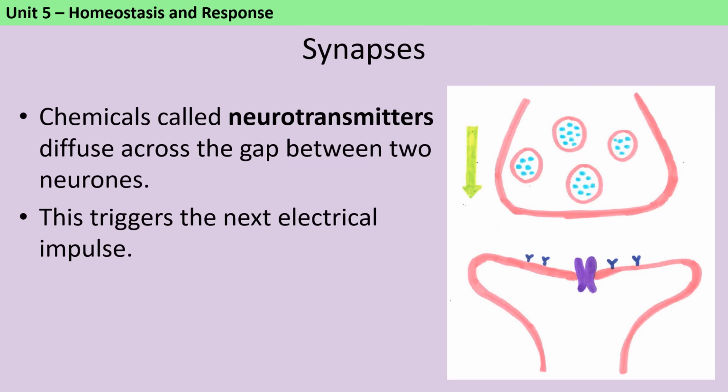Between those nerves or neurons, there are little gaps called synapses. This allows one neuron to communicate with multiple others. When an electrical signal has travelled down a neuron and it needs to get to the next neuron, it has to cross that synapse. And it does that by releasing a chemical called a neurotransmitter, which can diffuse across the gap between the two neurons. And this will then trigger the next electrical impulse.